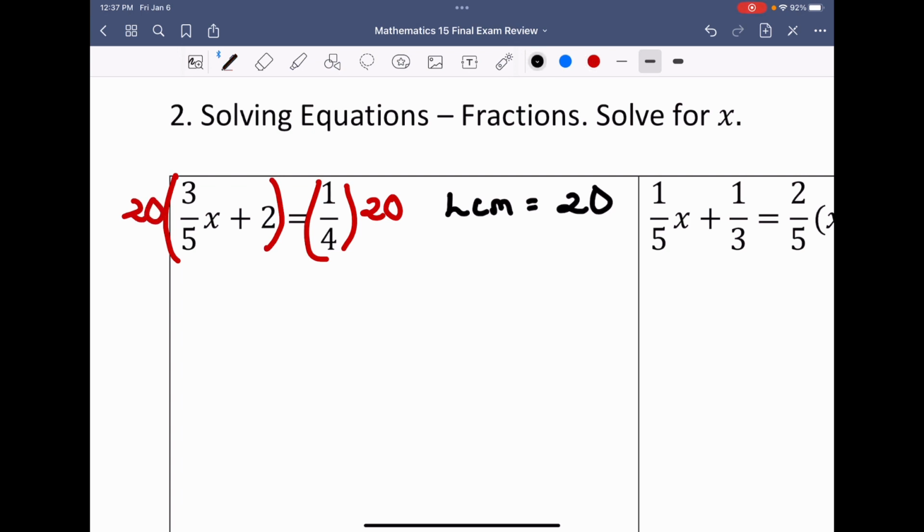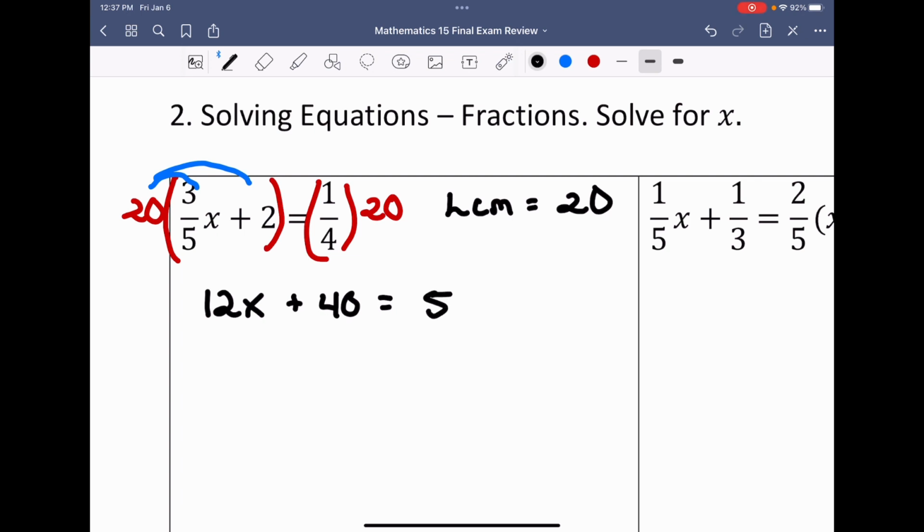Okay, if I multiply the left-hand side by 20, I have to distribute the 20 to both terms. Therefore, this is going to become 20 divided by 5 is 4, and 4 times 3 is equal to 12, and that's going to have an x here. So I took the 20 divided by 5, multiplied it by the 3. Now I go 20 times 2, which is equal to 40, and this is equal to 1 over 4 times 20, or 20 divided by 4 is equal to 5.